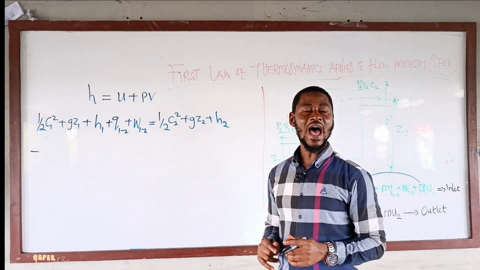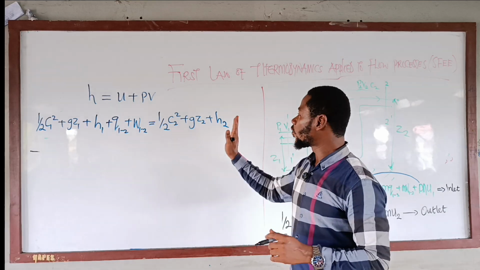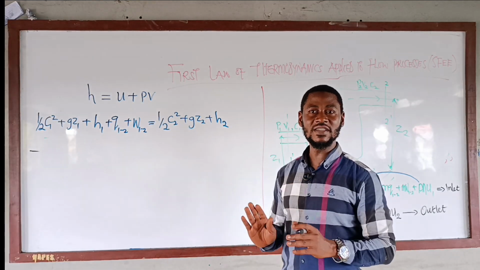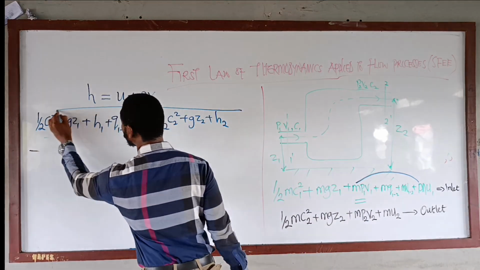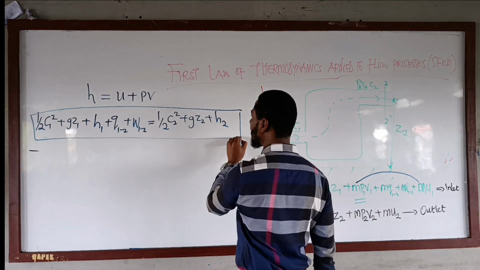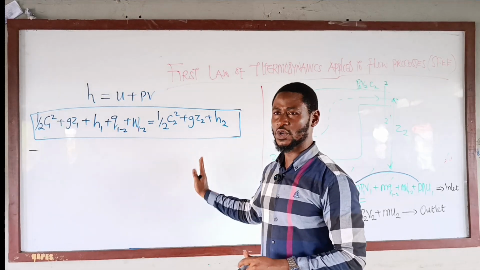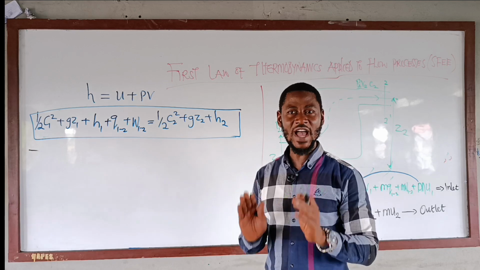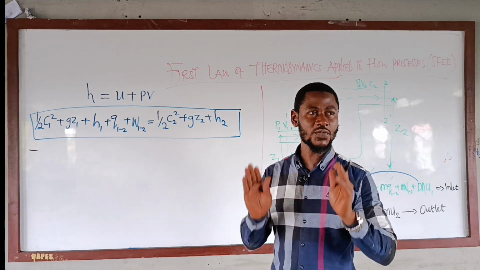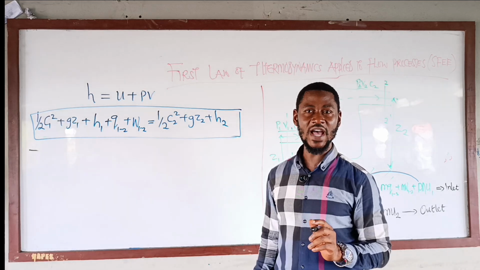what you have on the board is already being expressed as the steady flow energy equation. So this is the steady flow energy equation. Now we are going to streamline this equation into some of the engineering devices in which the first law of thermodynamics is being applied. What are the engineering devices?